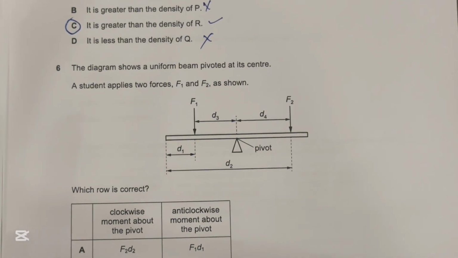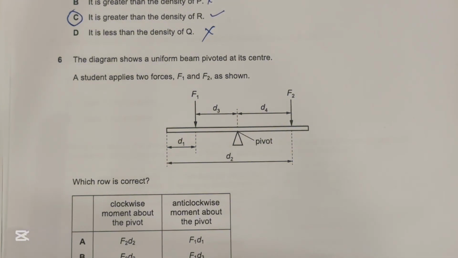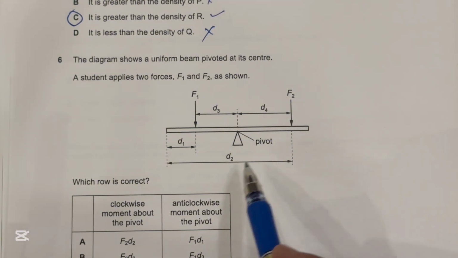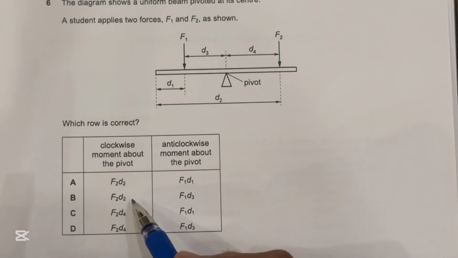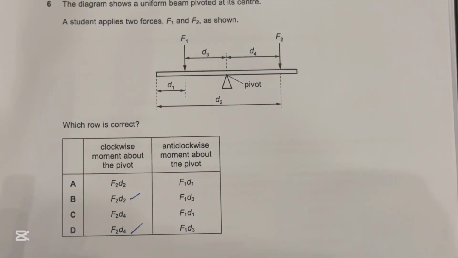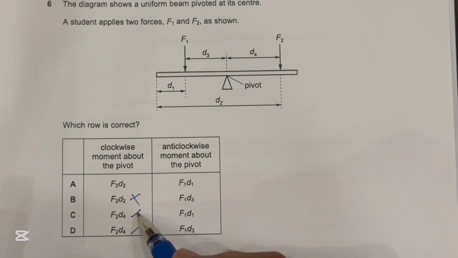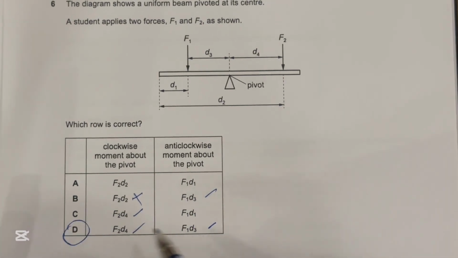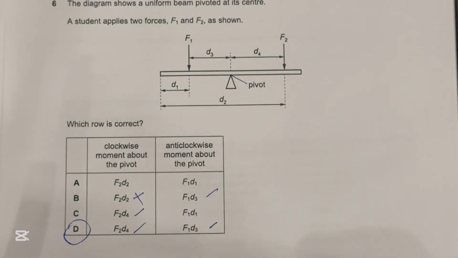F1 into D3 and F2 into D4. If you look at that, this is F1 into D3, so this is anti-clockwise movement. This is F2 into D4, this is clockwise. So option number D is carrying both. So this is anti-clockwise and this is clockwise.